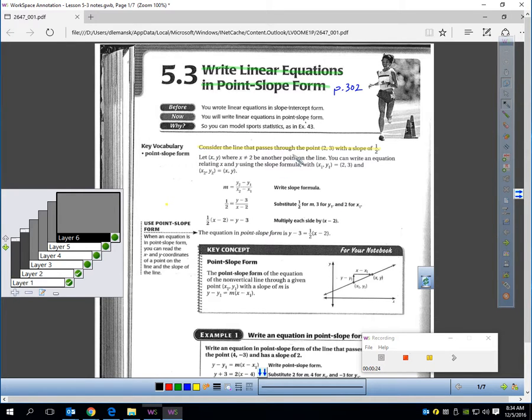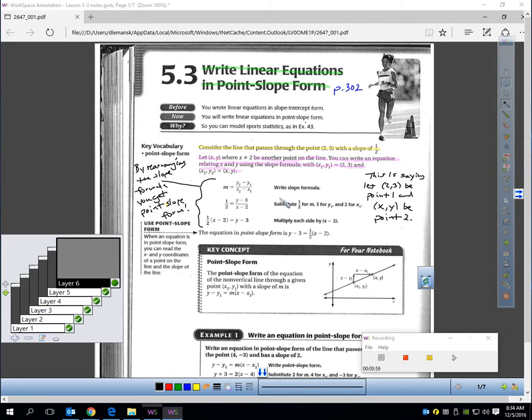Consider the line that passes through the point (2, 3) with a slope of 1/2. Let (x, y) be a second point on your line. You can write an equation relating x and y using the slope formula, with the first point being (2, 3) and the second point being the unknown (x, y). So they're just saying let (2, 3) be the first point and (x, y) be the second point. You notice they put x and y in for point 2 and (2, 3) in for point 1.